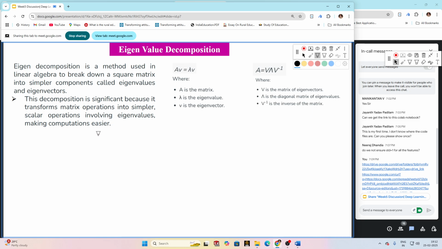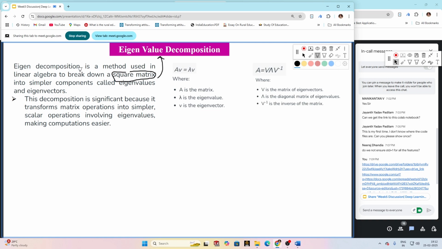So this is the eigenvalue decomposition. What is eigenvalue decomposition? It is a method used in linear algebra to break down a square matrix. It is very important that eigenvalue decomposition can only be done with a square matrix. If we have a matrix which is not square, that is, it has dimension m cross n, then we cannot use eigenvalue decomposition there.